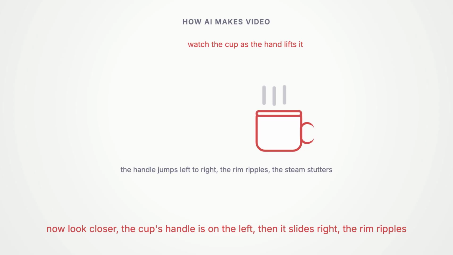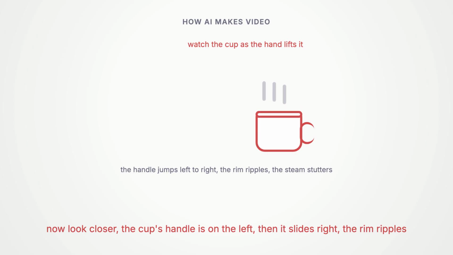Watch the cup as the hand lifts it. For half a second the handle is on the left. Then it slides to the right. The rim ripples. The steam stutters. It is the same cup, and then it is a slightly different cup, and your eye catches it instantly.